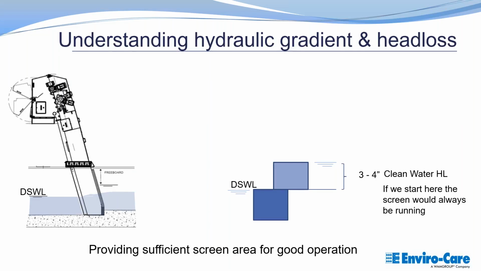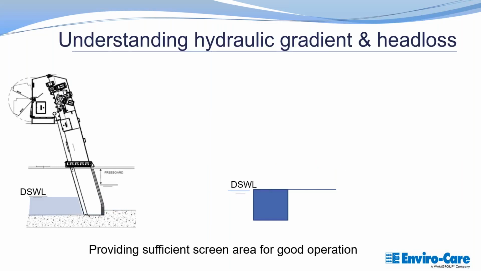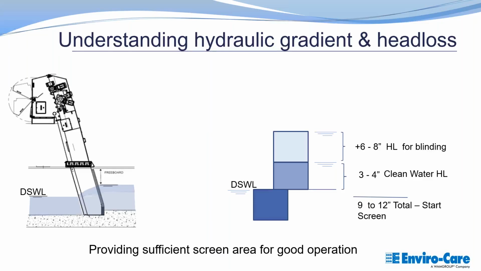So the more time we can put on it where it's not running, where we're letting it build up a mat of material, the better. So usually what we're going to do is add some blinding effect so that we can account for not only the head loss through the screen itself, but a blinding effect. So typically you'll end up with up to 12 inches of head loss for that.